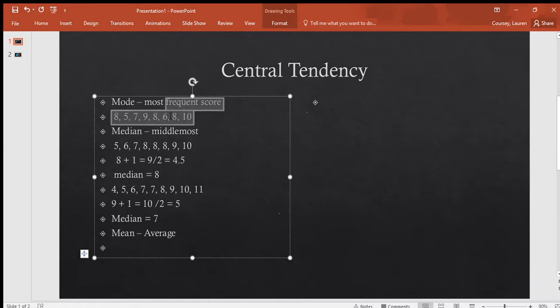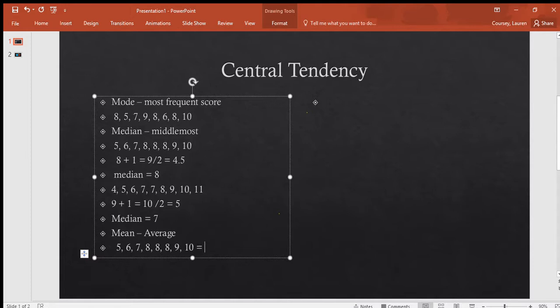Let's go back to our original series of numbers. We'll take this one that's arranged in order, but it doesn't matter if it's arranged highest to lowest or just randomly, because all we're doing is we're taking all of our scores and we're adding them together. So 5 plus 6 plus 7 plus 8 plus 8 plus 8 plus 9 plus 10.